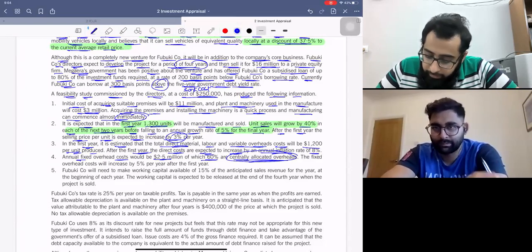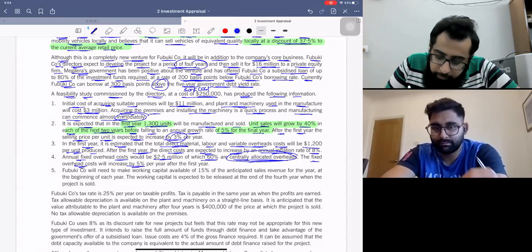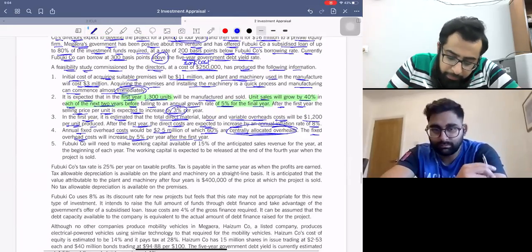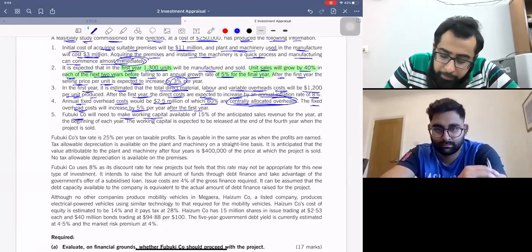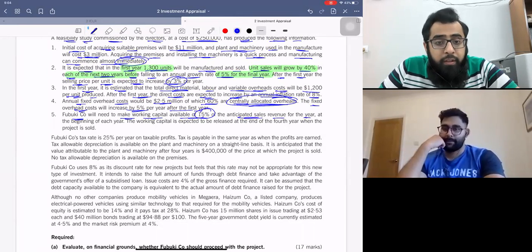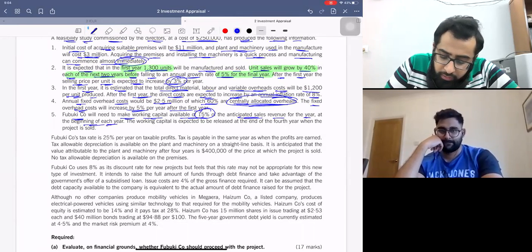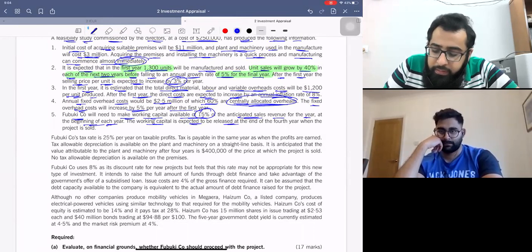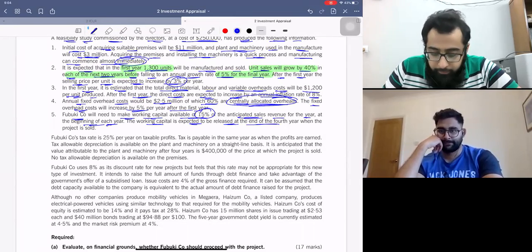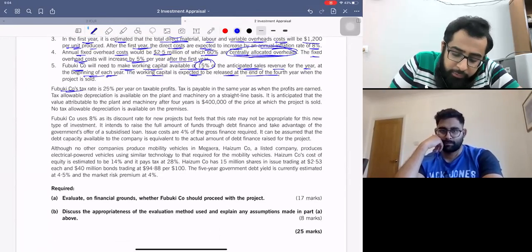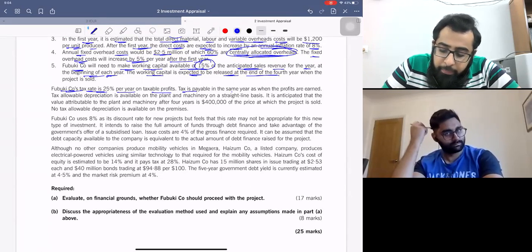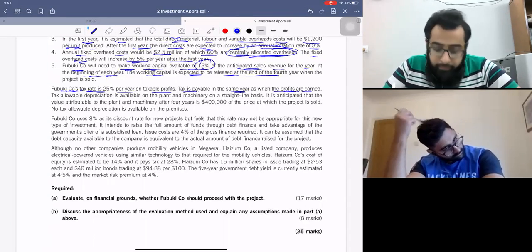Okay. The fixed overhead cost will increase by 5% per year after the first year. Fubiki company will need to make working capital available of 15% of the anticipated sales revenue for the year, at the beginning of each year. The working capital is expected to be released at the end of the 4th year when the project is sold. Fubiki company's tax rate is 25% per year on taxable profits. Tax is payable in the same year when the profits are earned.